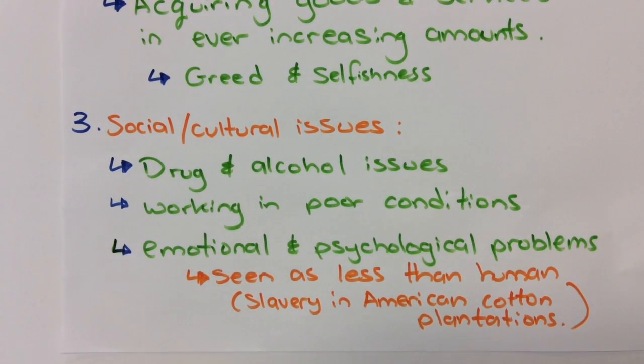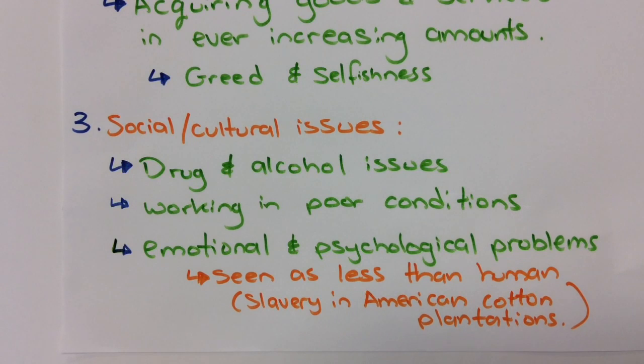Okay, the next thing was social and cultural issues. As a result of things like unemployment, people turned to drugs and alcohol, which had its own problems and issues for people's health, increased crime, all that stuff. There were poor living conditions, which had obviously some social and cultural issues involved with that. Things like sewage, waste, and the houses that people lived in. Emotional and psychological problems were also a problem of this. So people being seen as less than humans.